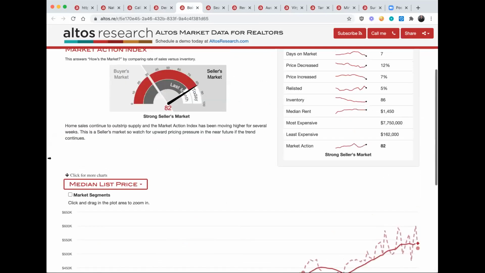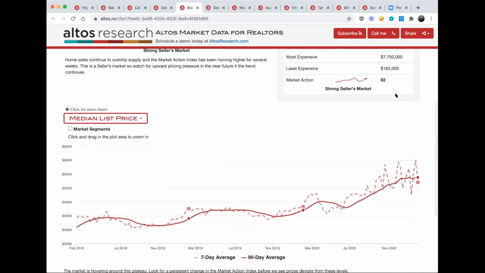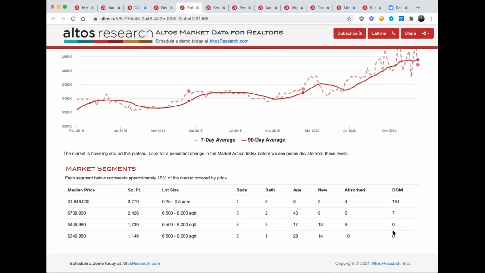Let's look at Boise. Idaho may be the hottest place on the planet right now. 82, a strong seller's market. Median days on market in Boise is 7 days. You can see the price decreases are 12%. So remember, a third of the homes that sell think they're going to take a price cut. Only 12% need to. That is insane demand. We can see anything under $500,000, 0 days. That's essentially getting offers and going right away.